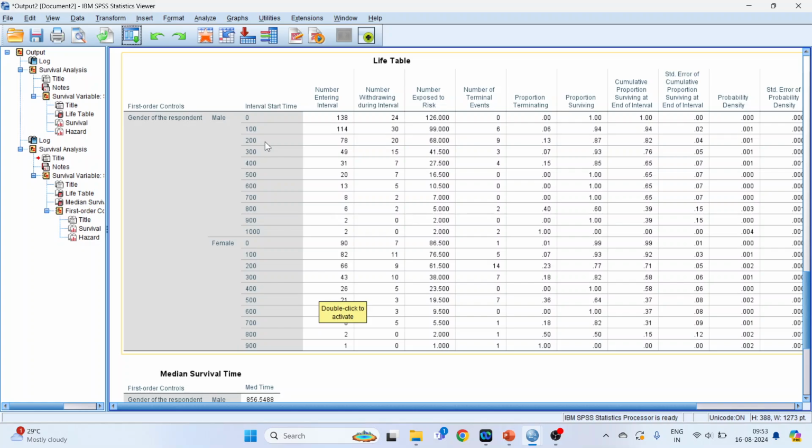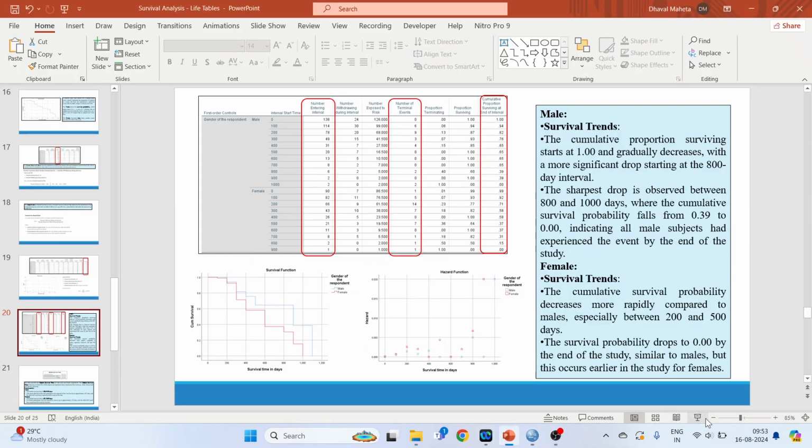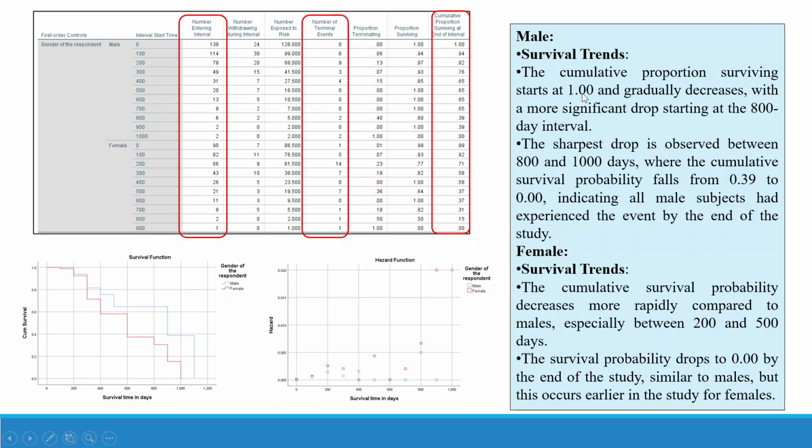So the survival curve of male and female separately. Now let's do the interpretation. The cumulative proportion surviving starts at 1 in both the cases, and gradually decreases with more significant drop starting at 800-day interval in case of male. So there is more steep drop. Just see here, this blue one is for male and red one is for female. So there is a steep drop in case of female.